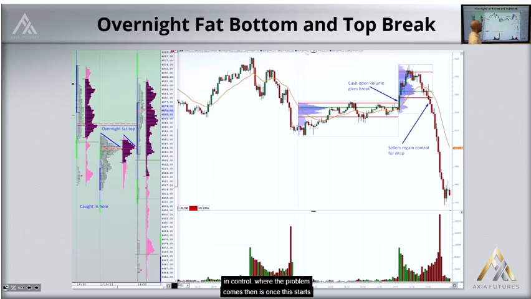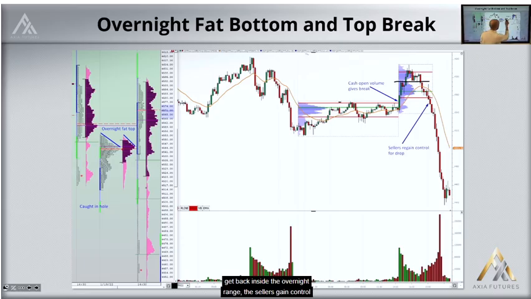Where the problem comes then is once this starts to turn back here. You form a little continuation pattern, we drop back through that below 75, fall back inside the initial balance, so essentially a kind of failed auction type trade. It's not a full-on failed auction because of the time spent above, but it is a situation where it's showing you that this isn't a market that can sustain the move any further. And as a result, you then start to see the drop.